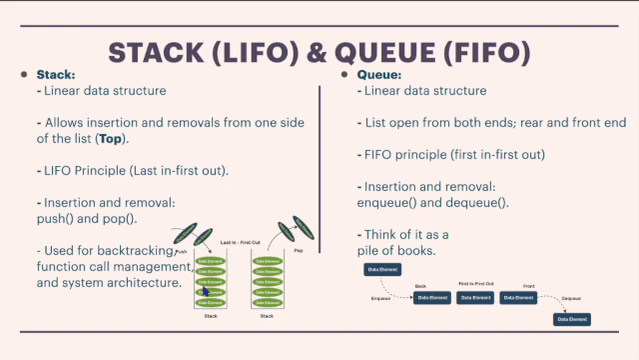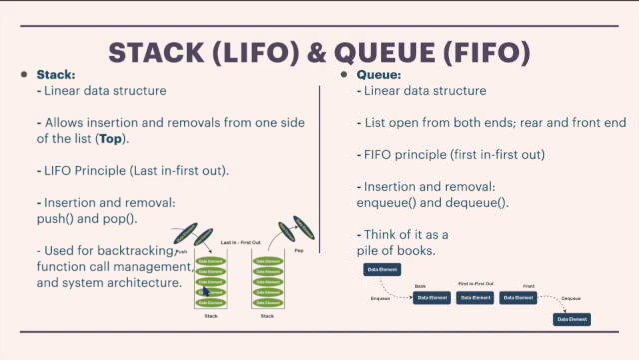Now let's talk about the queue. The queue is a linear data structure that follows the FIFO principle, which stands for first in, first out. This means that the first element added to the list will be the first one to be removed. You can think of it as a line of people waiting for a service.